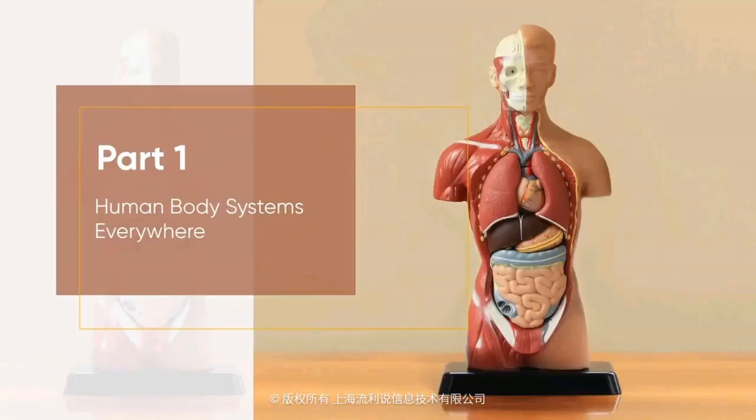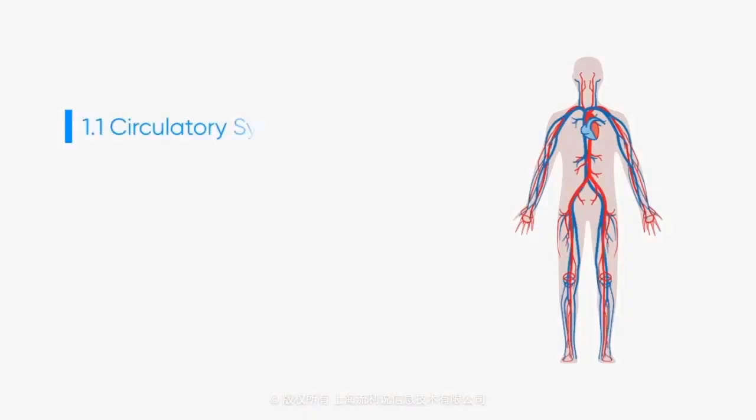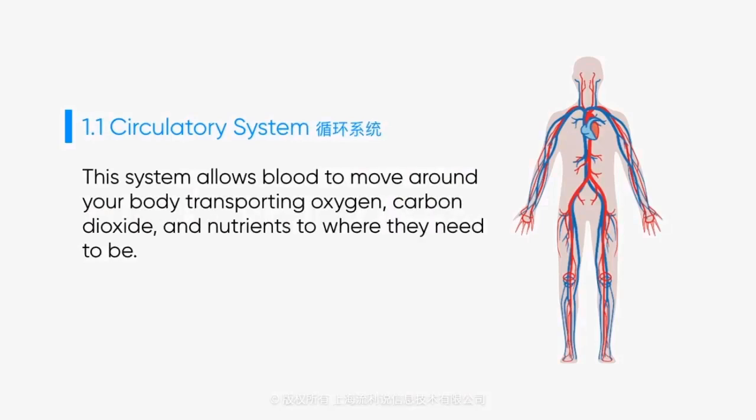Let's begin by looking at different systems of the human body, starting with the circulatory system. This system allows blood to move around your body, transporting oxygen, carbon dioxide, and nutrients to where they need to be.